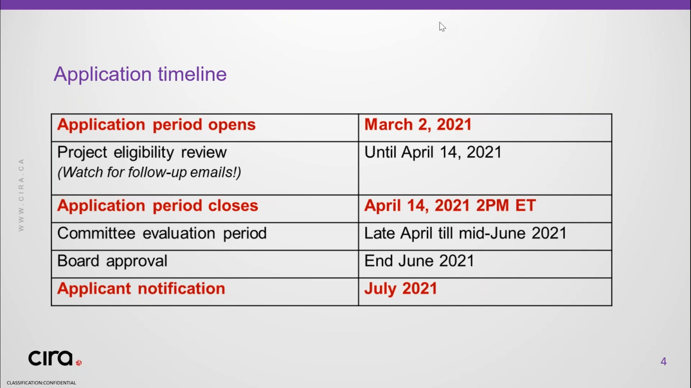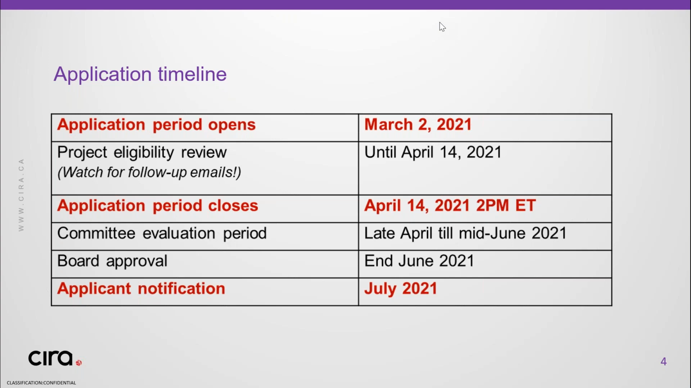Only complete eligible applications will be forwarded to the panel for review. If your application passes the eligibility review, it moves on to the evaluation panel. That panel reviews projects over a period of about 1 month and they'll be making their decisions about which projects to fund in late June.